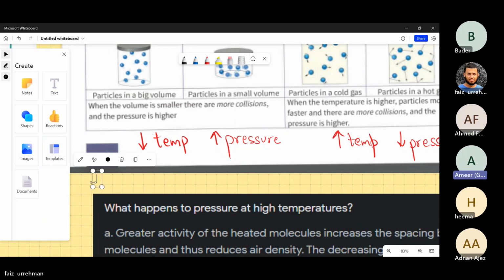But Mr., he said one time in class that whenever the temperature is higher, the particles will move faster, but the pressure will be less. Less pressure, more temperature, and faster movement of particles. I remember he said that.